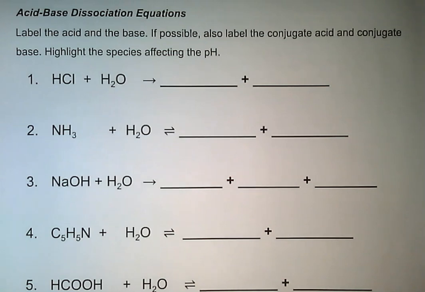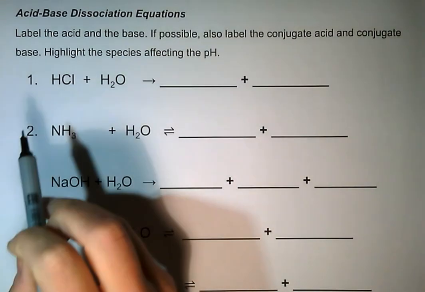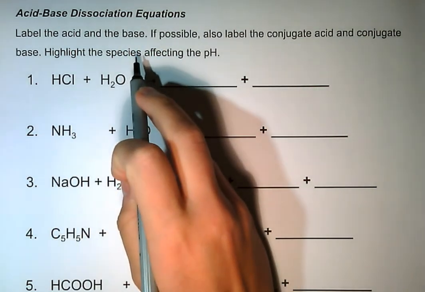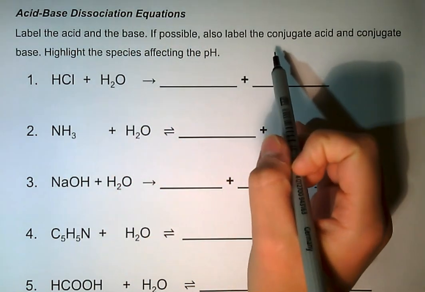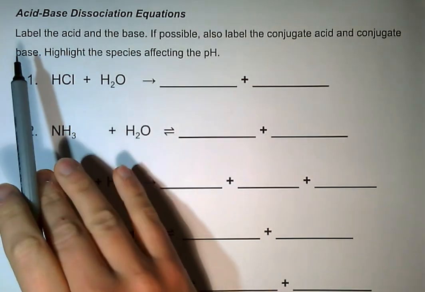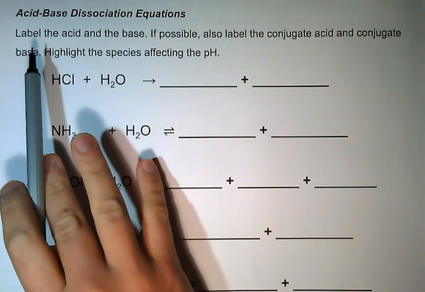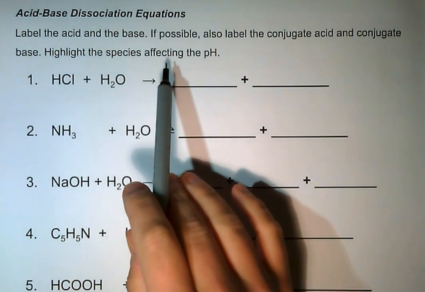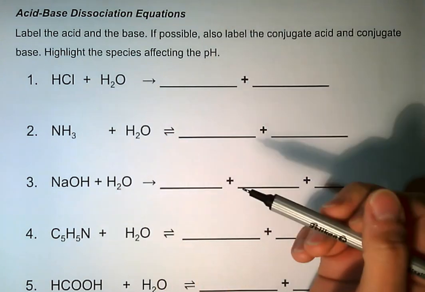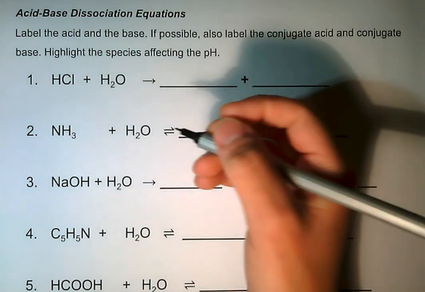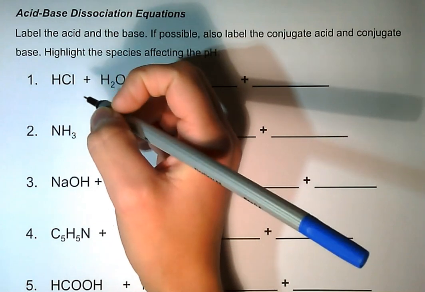In this video, we are going to look at the acid-base dissociation equations worksheet. On this sheet it says to go through and label the acid and the base, and if possible, label the conjugate acid and conjugate base. And then finally, we're going to highlight the species that affects the pH of the solution. Let's just start with number 1.